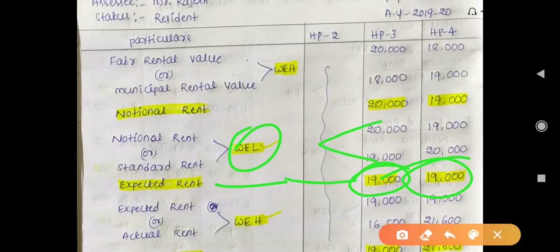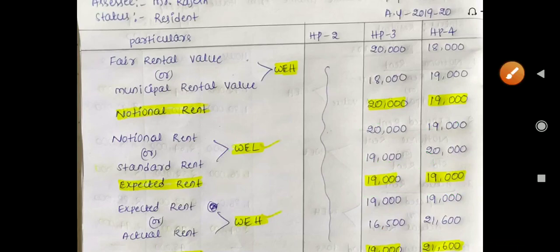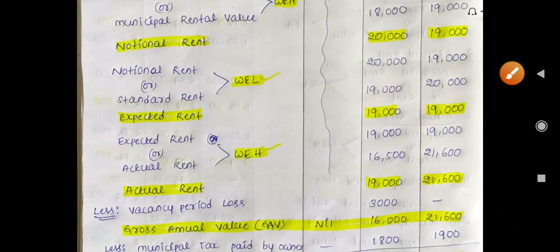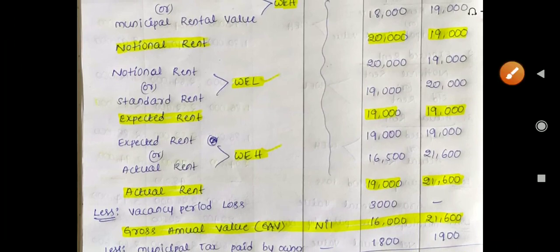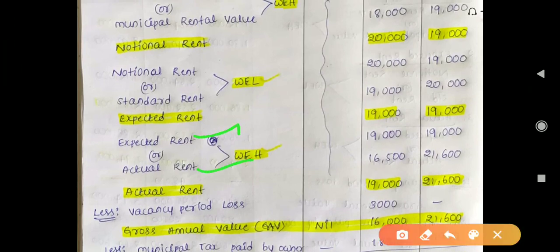So in these two you have to compare; 19,000 we got. 20 or 19, 19,000 is the lesser amount. Like that. And next, the actual rent. In order to compute the actual rent, you have to compare expected rent and actual rent. Whichever is higher will be the actual rent. So expected rent, as we calculated, is 19,000 and 19,000.